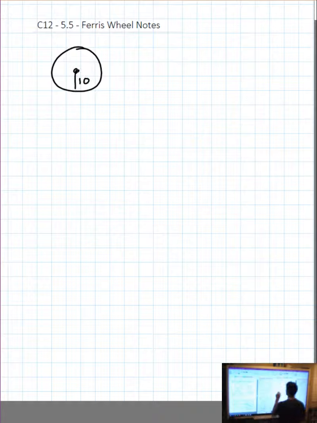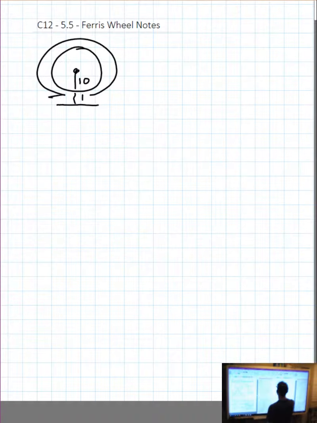It's 1 meter off the ground. So I'm going to draw on the ground and call that 1 meter. And it says it takes 16 seconds to go all the way around. So I'm going to draw an arrow going all the way around representing the time and saying 16 seconds.